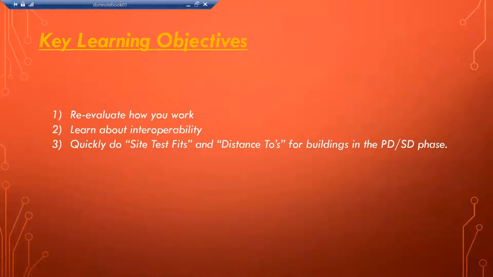We're going to learn about interoperability, just a little bit of what it's going to take to get something from Revit, push it to the cloud, change it on the cloud, and then push it back into Revit. And then quickly do some site test fits. I also found a new little app that I think AREP made to do distance-to heat maps for travel distances to buildings. So this will all be in the PD/SD phase.